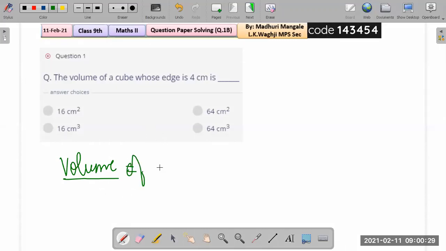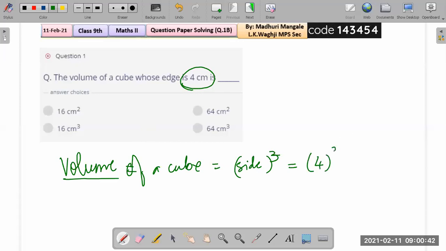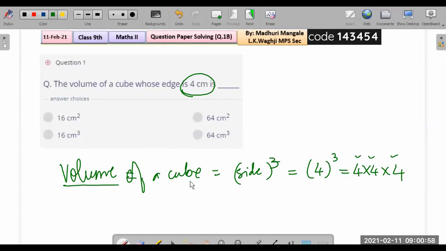So what is the volume of a cube? That is equal to side cube. Here we are given the edge or the side, that is 4 centimeter. So substitute the value, 4 cube. And what is the meaning of 4 cube? Cube means a number will multiply itself 3 times. So 1, 2, 3, 4 will multiply itself 3 times. Multiplying, what do you get? That is your answer. I'm going to add this question on the quiz and you can just begin answering there.